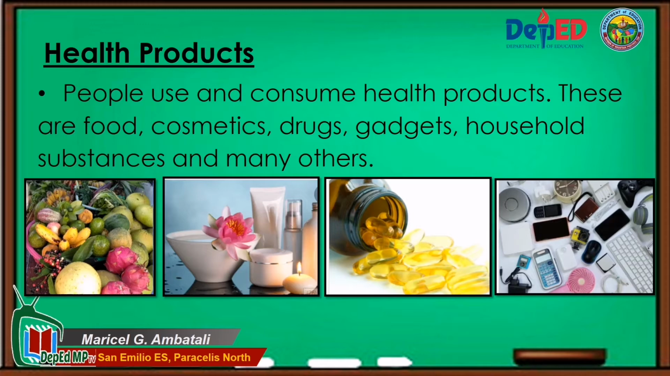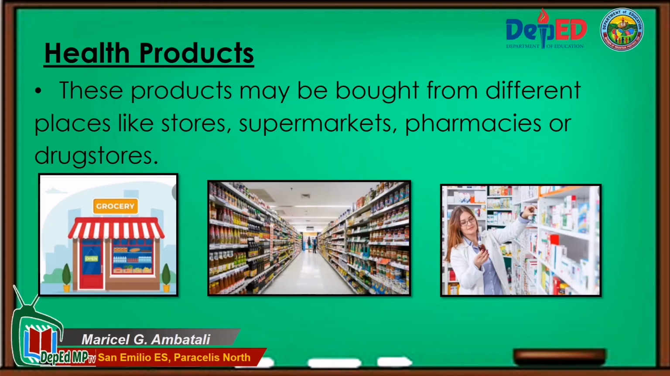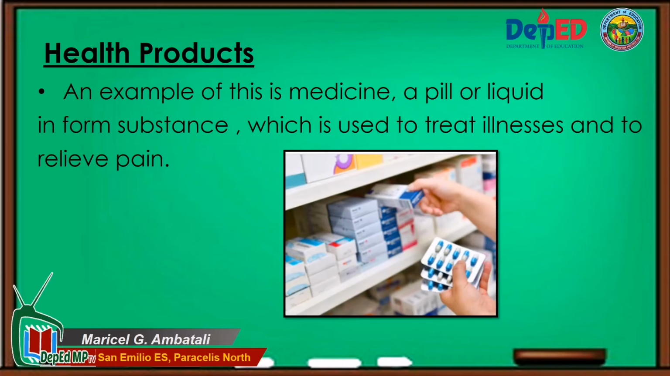Next is health products. People use and consume health products. These are food, cosmetics, drugs, gadgets, household substances, and many others. These products may be bought from different places like stores, supermarkets, pharmacies, or drugstores. An example of this is medicine, a pill or liquid in form substance which is used to treat illnesses and to relieve pain.